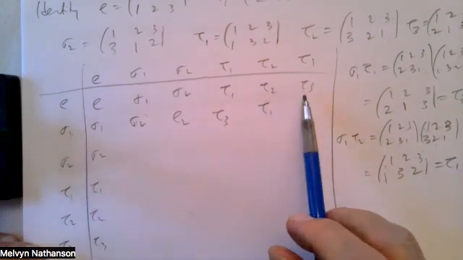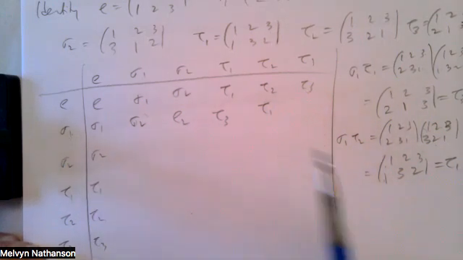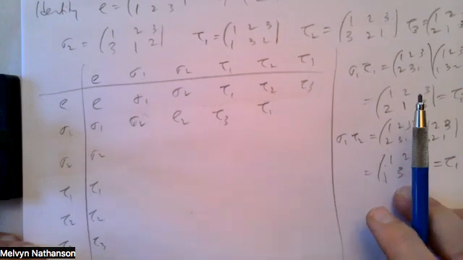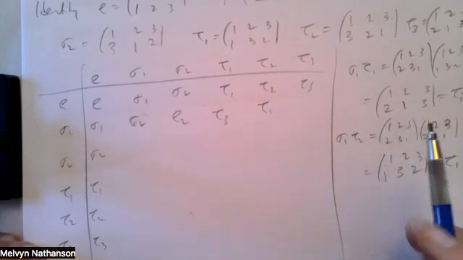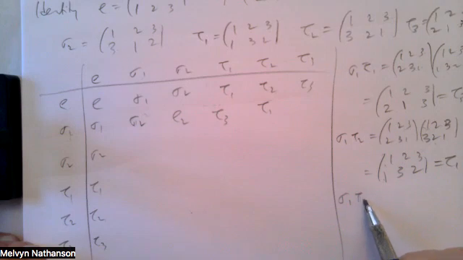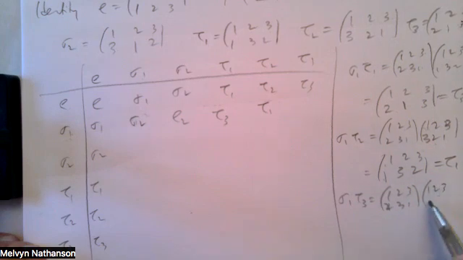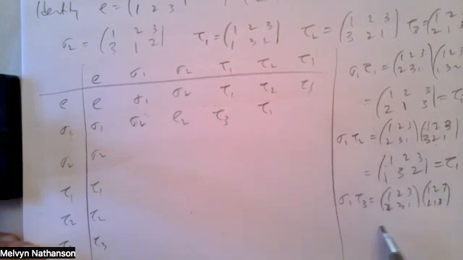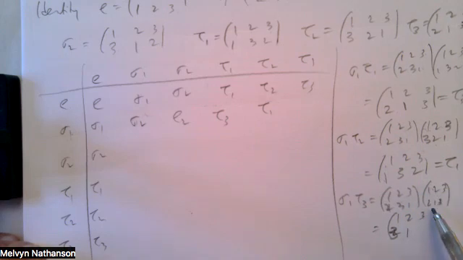And what's sigma 1 tau 3? I have to calculate it. Sigma 1 tau 3. 1, 2, 3, 2, 3, 1. 1, 2, 3, 2, 1, 3. This sends 1 to 2 to 2. Oops, no, sorry. This is a 3 to 3. 3 to 3 to 1. 1 to 2.